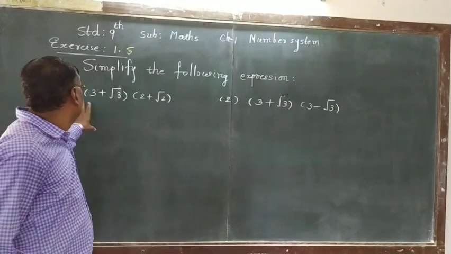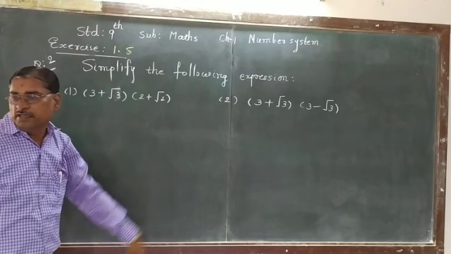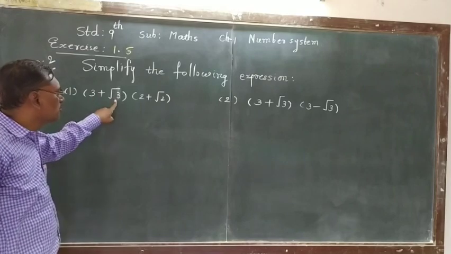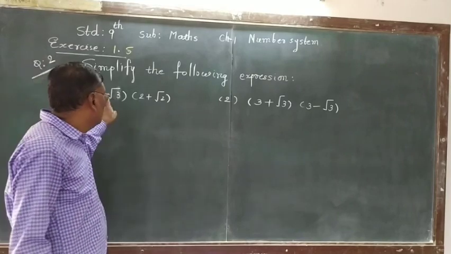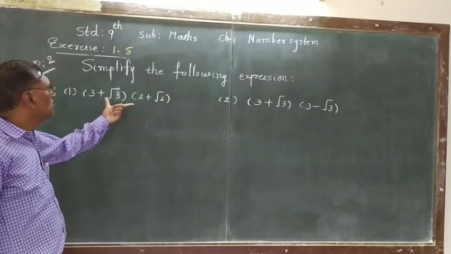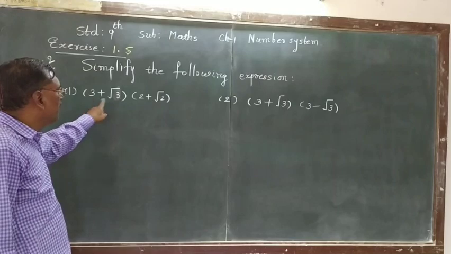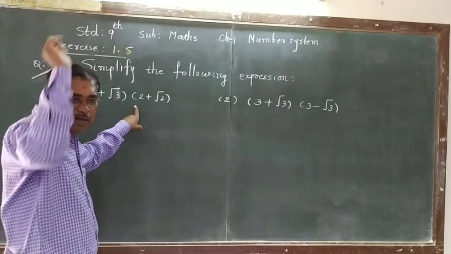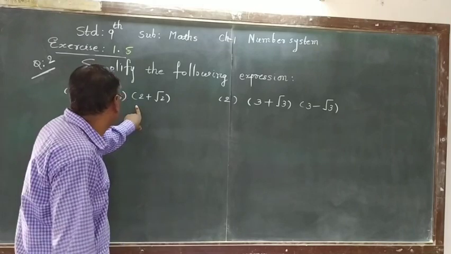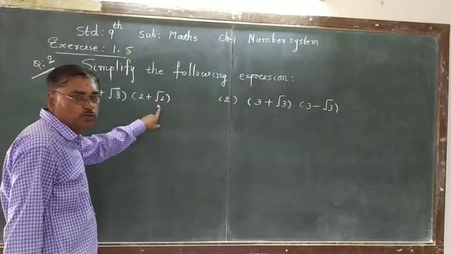Okay. Now see the question: simplify the following expression. First is 3 plus root 3 multiplied by 2 plus root 2. So how do we simplify this expression? Before simplifying, we recall the standard 8 expansion formula. Here is the 3, here is the 2. This is root 3 and root 2.